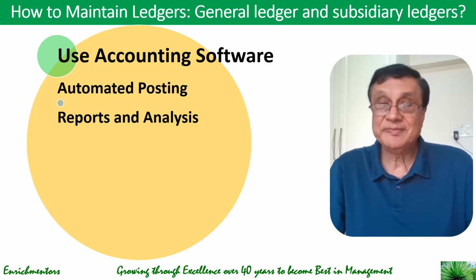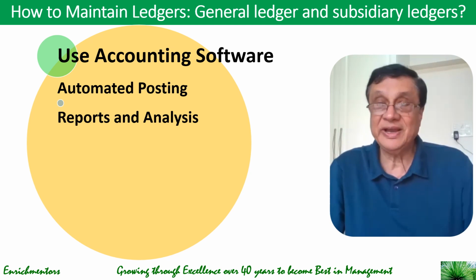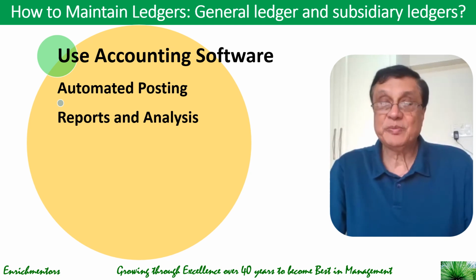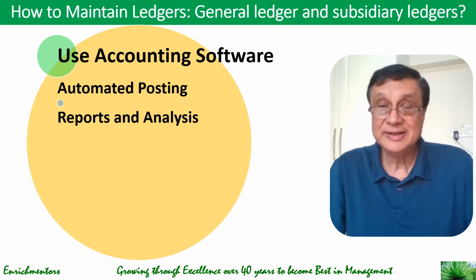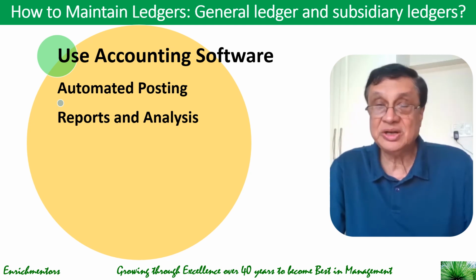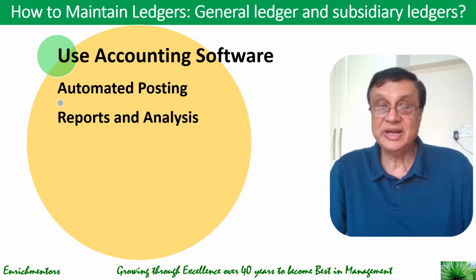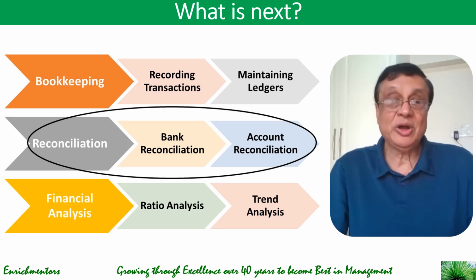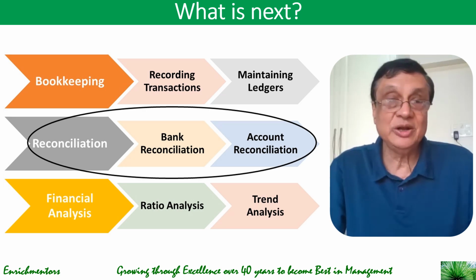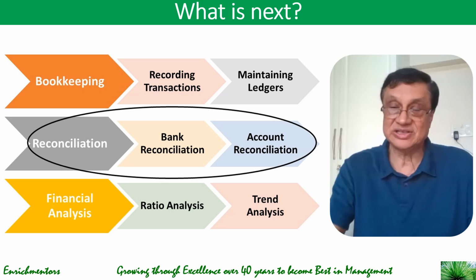So maintaining ledgers involves recording, classifying, and reconciling financial transactions accurately. The general ledger provides a summary of all accounts, while subsidiary ledgers offer detailed tracking of specific accounts such as receivables and payables. The regular reconciliation between the general ledger and subsidiary ledgers is crucial for ensuring the integrity of the financial records. So what is next? We have been talking about reconciliation, so we will take a look at reconciliation in the next lecture.